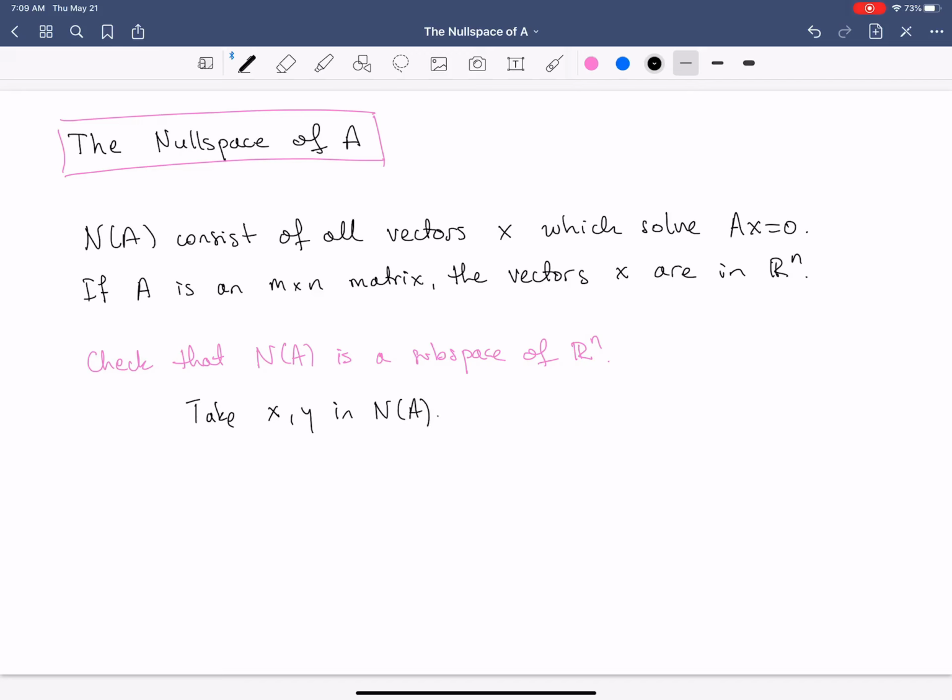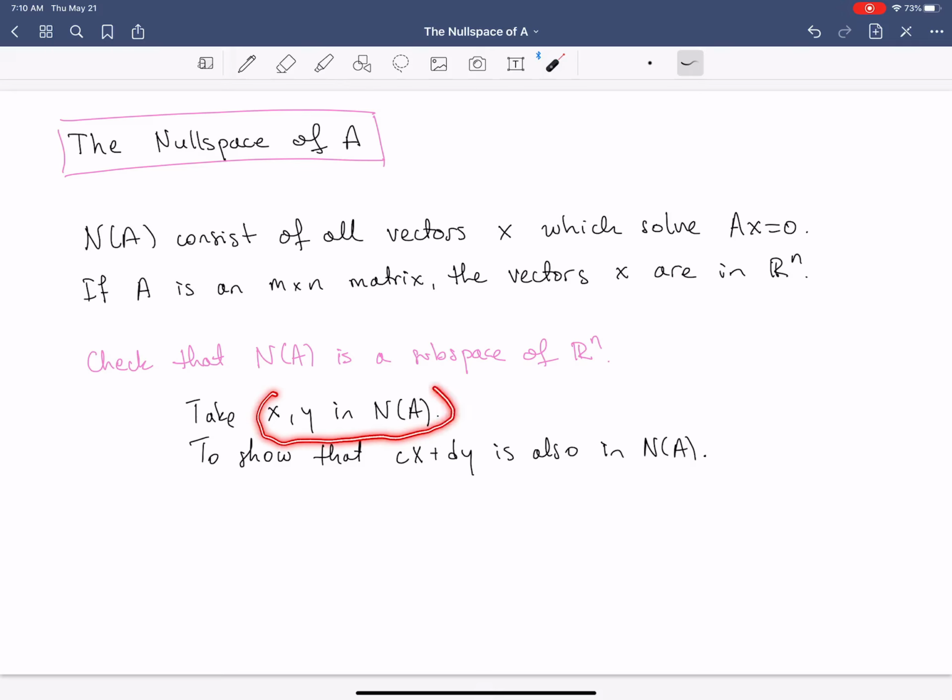What we want to do is show that cx plus dy is also in the null space of A, where c and d are some scalars. Now the first thing we have to understand is, what does it mean for these vectors x and y to be in the null space of A? We have to always remember the definition of the null space, which says that the null space consists of vectors x which solve Ax equals 0.